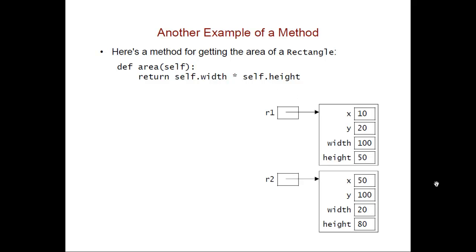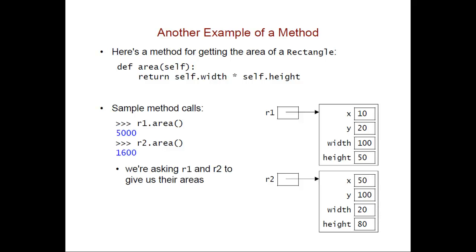Now let's say we have r1 and r2, which we've already seen how to construct earlier. If I say r1.area, this method is going to get called on r1. So self is going to be r1, it's going to be a copy of that reference, and so I'll get r1's area, which is 100 times 50 or 5,000. If I call area on r2, then the self parameter is going to get a copy of the reference in r2, and so I'll get 20 times 80 or 1600.